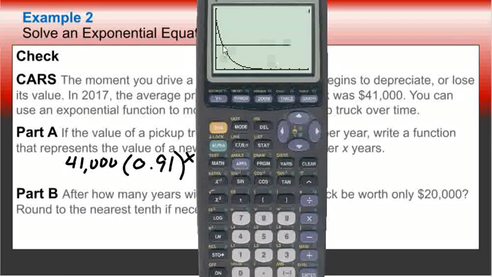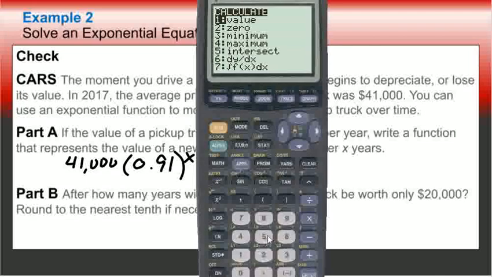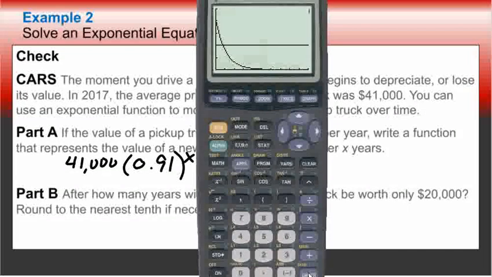Here's the other one. We want to find out where they meet. Second trace, number 5 intersect, hit enter 3 times. And it tells us 7.6. To the nearest tenth of a year, that would be 7.6 years.